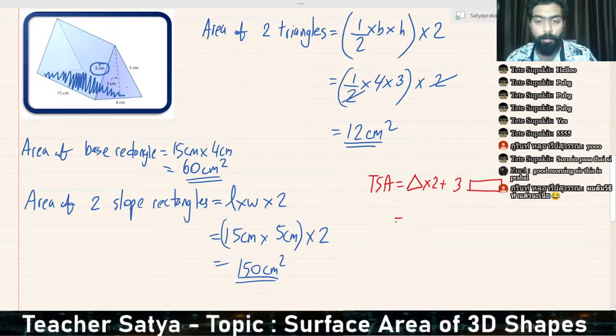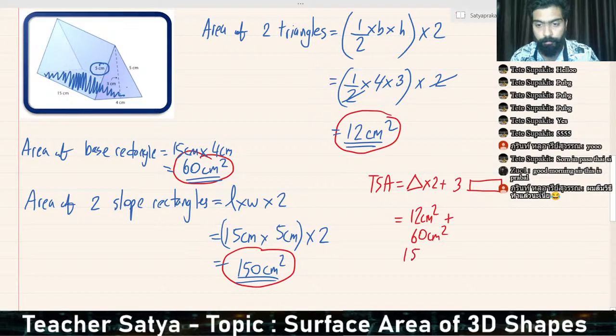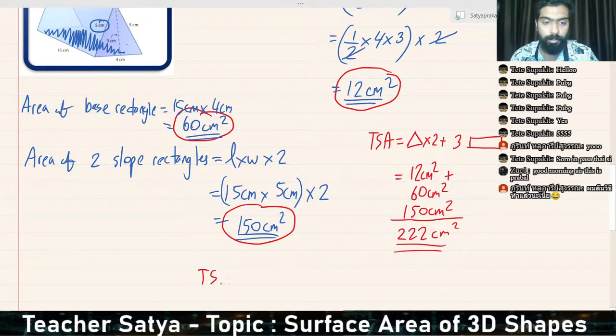So the area of two triangles we have right here, which is 12, so 12 centimeters square, plus area of the base is right here, which is 60 centimeters square, and then area of the two sloped rectangles, which is right here, 150 centimeter square. Now if you add it all up, we should get 222 centimeters square. Therefore the TSA of this shape, the total surface area, is equal to 222 centimeter square.